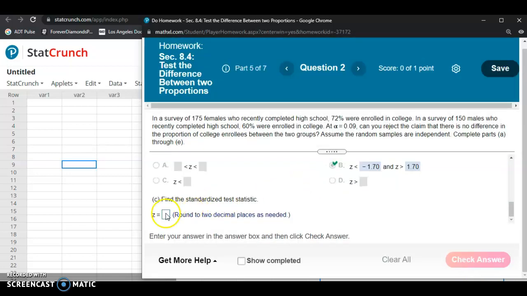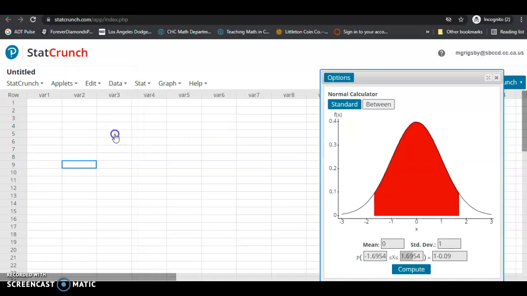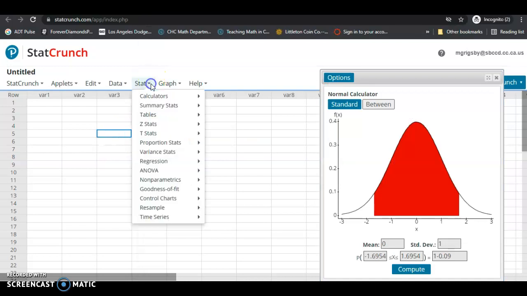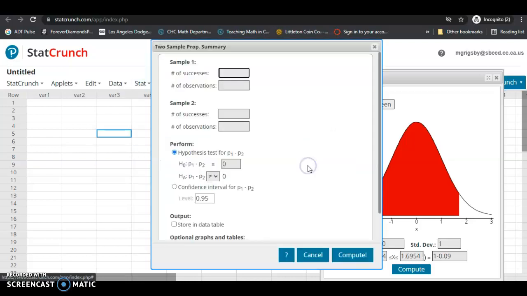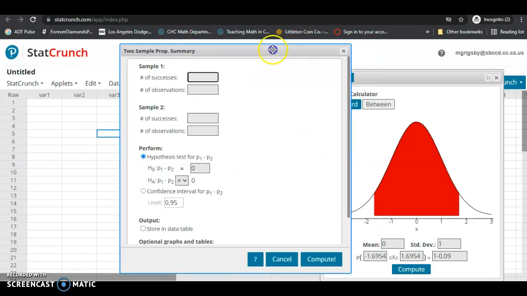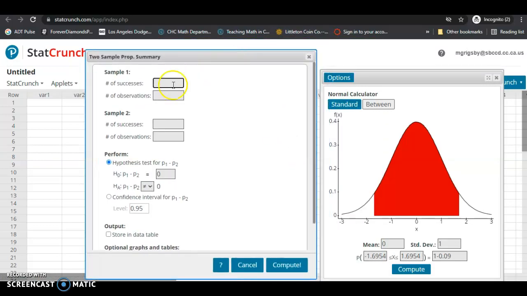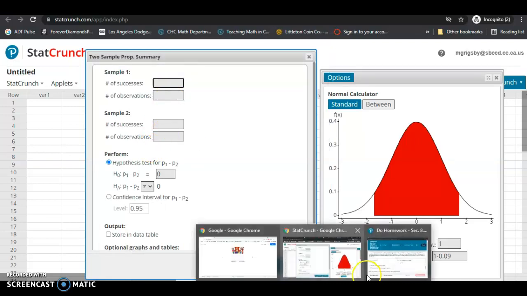Now it's going to ask us for the test statistic. So what we're going to do is go back to StatCrunch, go to the Stat menu, and select Proportion Stats, Two Sample. We don't have the actual data, so we're going to select With Summary. It's going to ask you for the information, so the number of successes and then the number of observations in each sample. So going back to the problem.